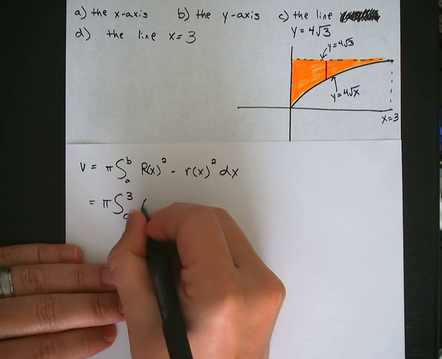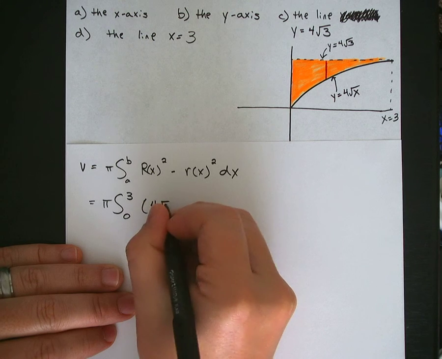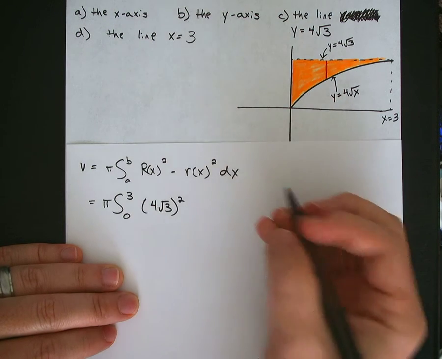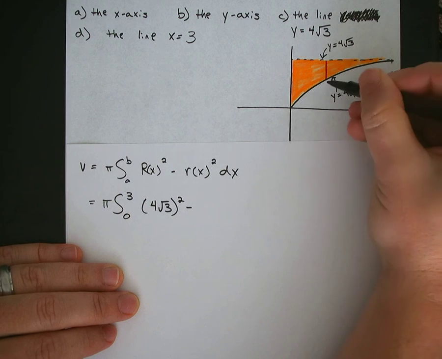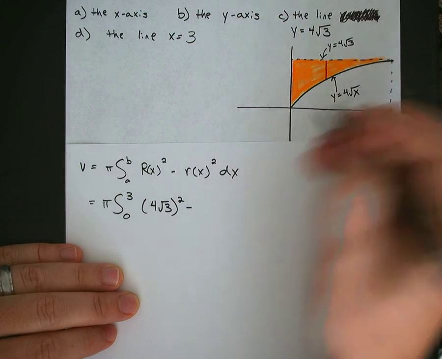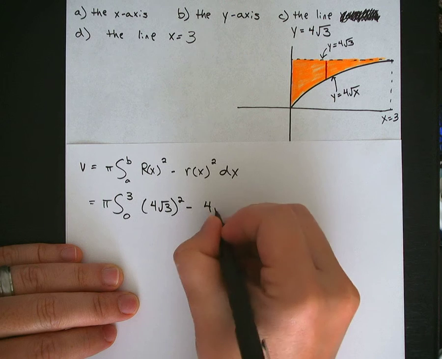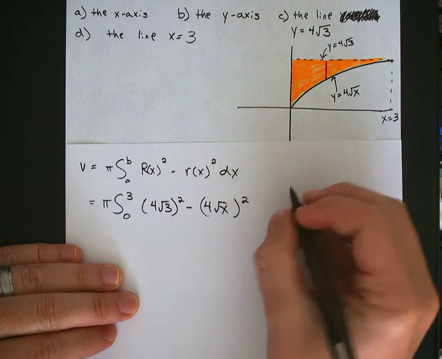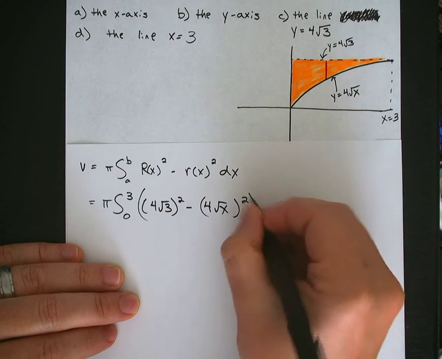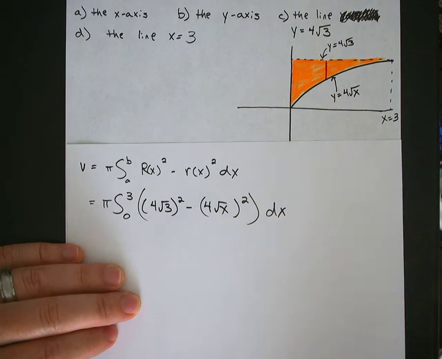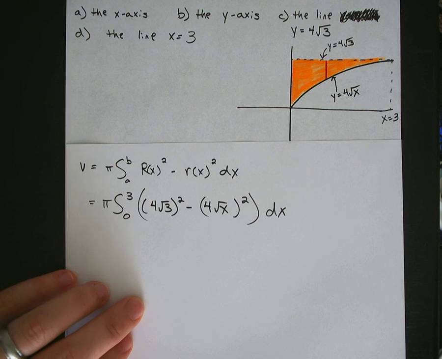So our big R is going to be 4 square roots of 3, squared. And our little r will be this inner part as it goes around the x-axis, which will be 4 square roots of x. So 4 square roots of x, squared. And then we'll integrate that. I'm not going to finish the problem, but that is the setup for part A.